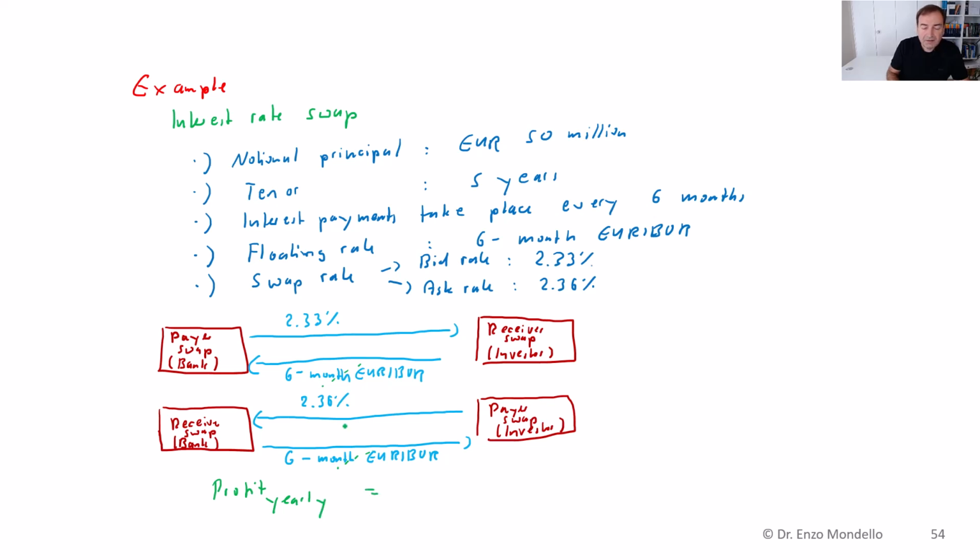We take the difference between the ask swap rate and the bid swap rate, 0.0236 and 0.0233, and we multiply that by the notional principal of 50 million euros. If you're entering the figures in your calculator, you should get then a yearly profit of this intermediary activity of the bank of 15,000 euros.